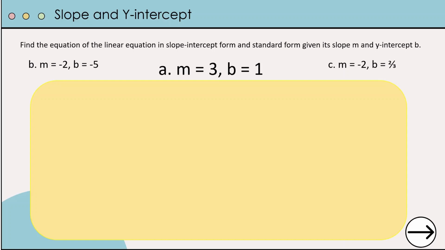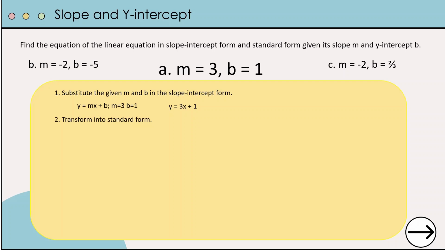Let's have letter A. The given slope is equal to 3 and the given b equals 1. Our first step is to substitute the given m and b in the slope-intercept form. Remember, the slope-intercept form is y equals mx plus b. Since m and b are already given, this becomes y equals 3x plus 1.